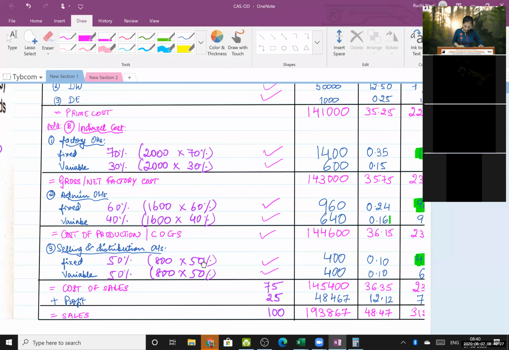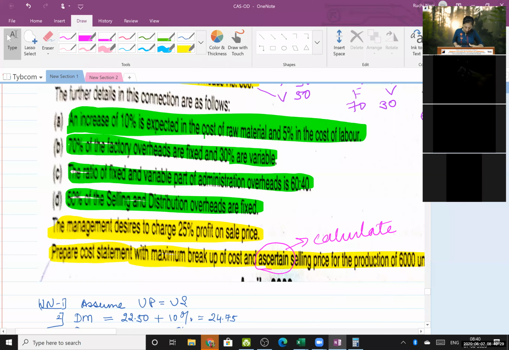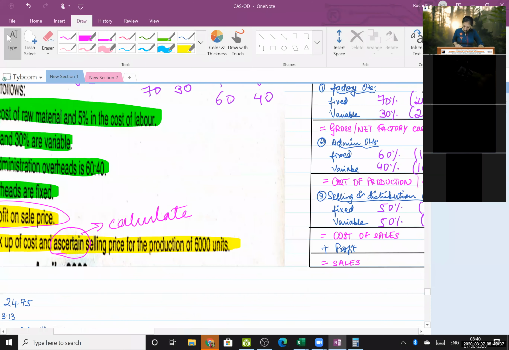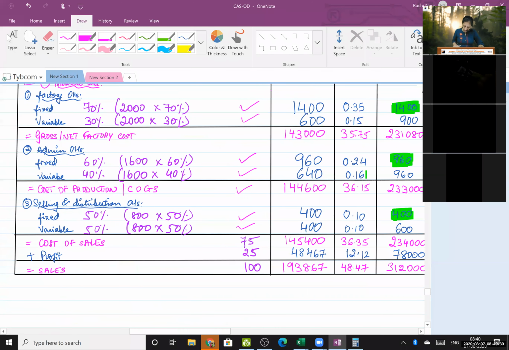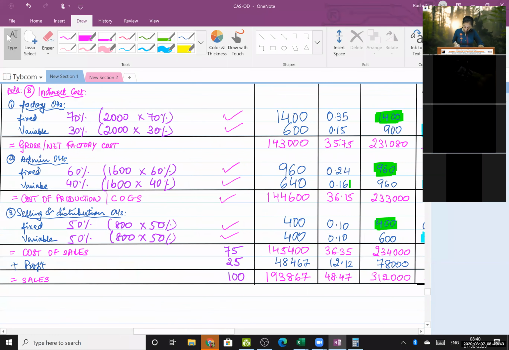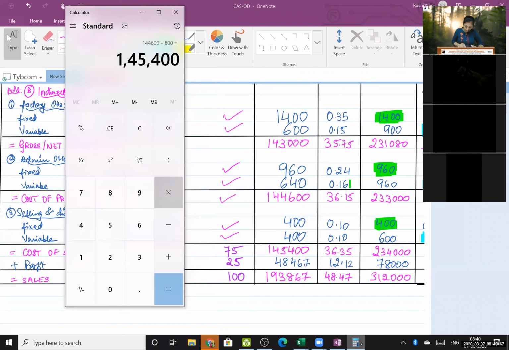Then use this information. How much is the profit? 25% on selling price. So what will I do? I'll assume my sales to be 100, profit 25, cost of sales 75. We know all these calculations, right? So cross multiply: into 100 divided by 75. So see my answer, 1,93,866.6, rounded off to 1,93,867.